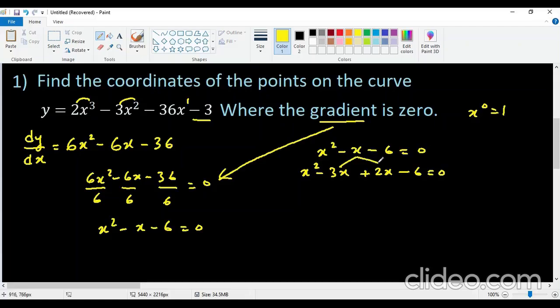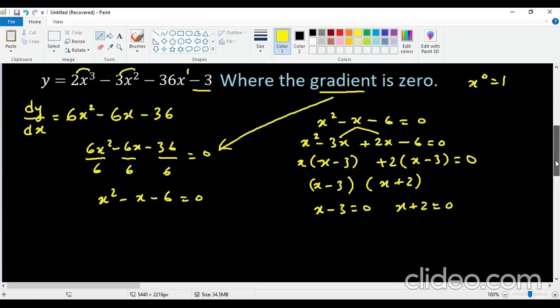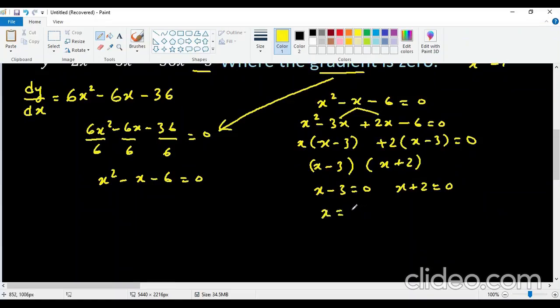So I have split this into 2 because 3 times 2 is 6, and taking common from the first one, x minus 3. As soon as you get this bracket, copy it down as it is and look at the third term, which is plus 2x. We already have x, so I will write a plus 2 here. This gives me the factors x minus 3 and x plus 2. So the two possible values are x minus 3 equals 0 and x plus 2 equals 0. Now the value of x is either 3 or x equals minus 2.